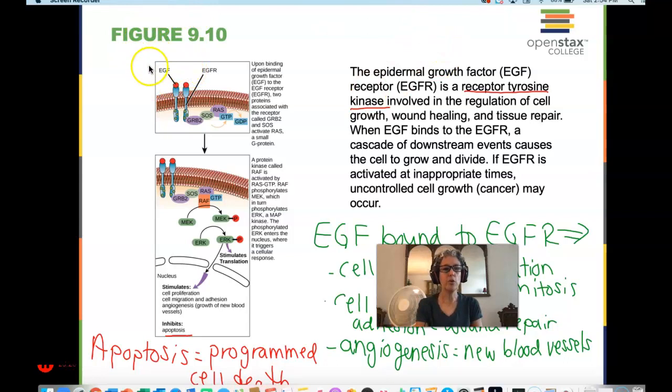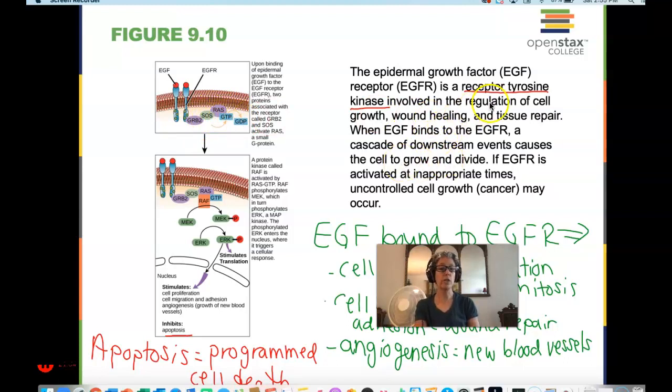So if the epidermal growth factor binds to the epidermal growth factor receptor, that causes it to come close together and dimerize, creating the two hanging out. The tyrosines on the inside of the part of the receptor facing the inside of the cell become phosphorylated, and that triggers a series of reactions that tells the cell to grow and divide.